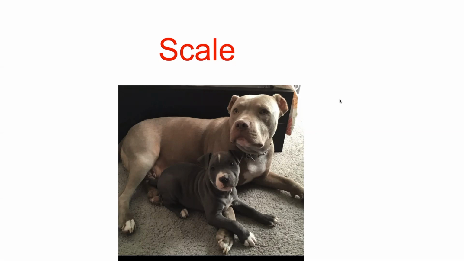You could also take a stuffed animal and put it next to a pet. You could also take a fruit like a grape and put it next to a watermelon, and we could see that they're different in size.